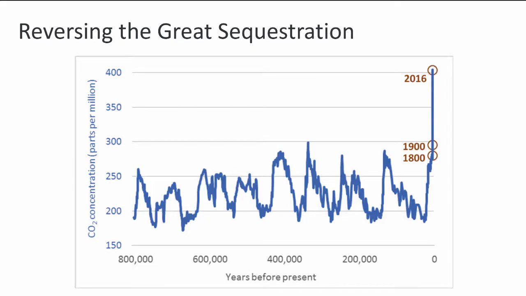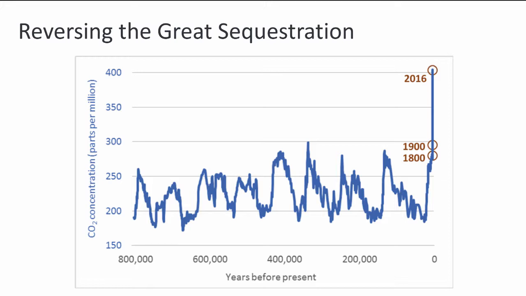This is a much shorter version of this measurement of CO2. It's the last 800,000 years, but you can see in the last 10,000 years, the amount of CO2 has risen dramatically, and that's because we are reversing the Great Sequestration. And the question is, what kind of climate are we creating?